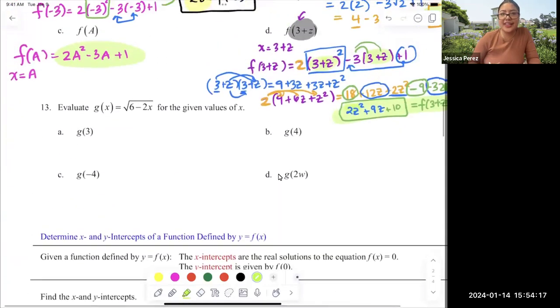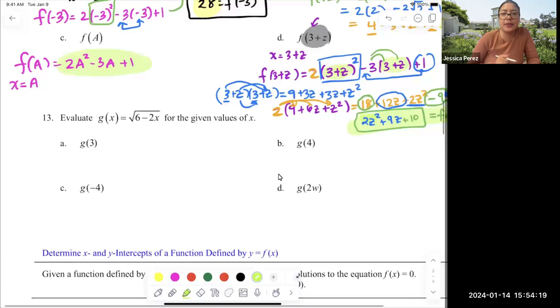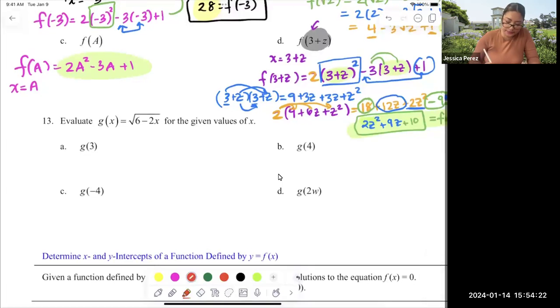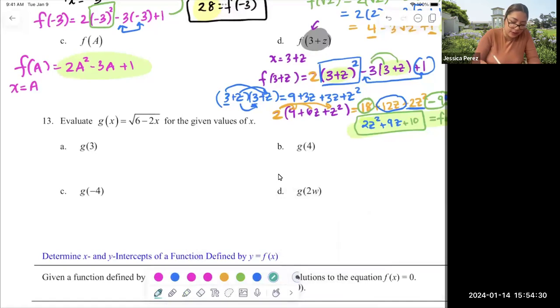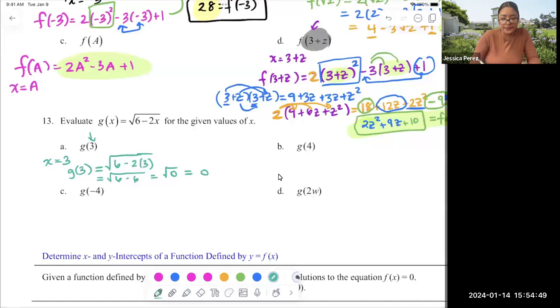So hopefully you guys are getting there. We're going to do exactly the same thing with the different function g. Let's begin by evaluating it at 3. So then x is equal to 3. Well, g of 3 is equal to the square root of 6 minus 2 times 3. So that's equal to the square root of 6 minus 6, which is the square root of 0. But the square root of 0 is 0. So then g of 3 is equal to 0. And 0 is my answer.